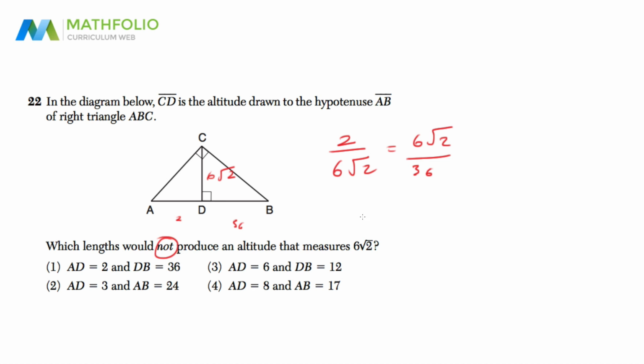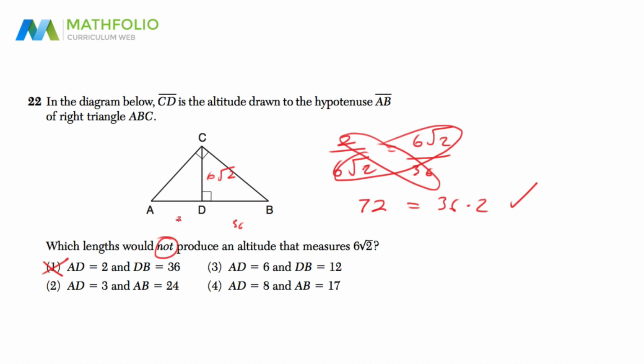So 36 times 2 is 72, so we're just cross multiplying right now. And then these two multiplied, well, 6 6's are 36, and rad 2 times rad 2 is 2. So this in fact would be correct. But we are looking for which lengths would not produce. Well, number 1 would produce it. So let's try the next.